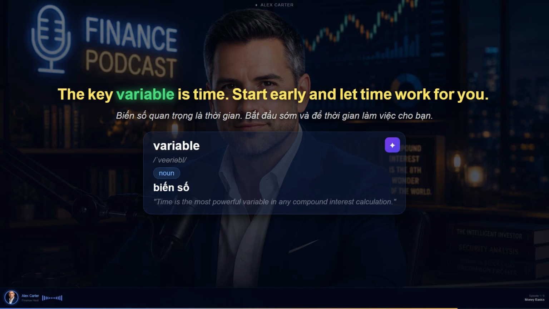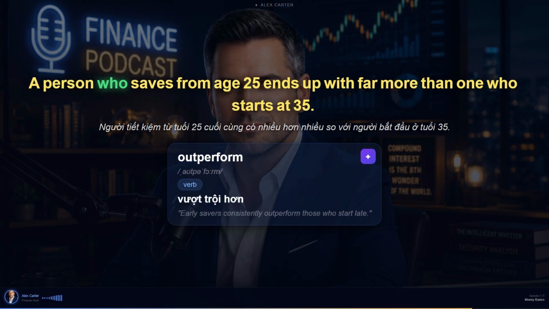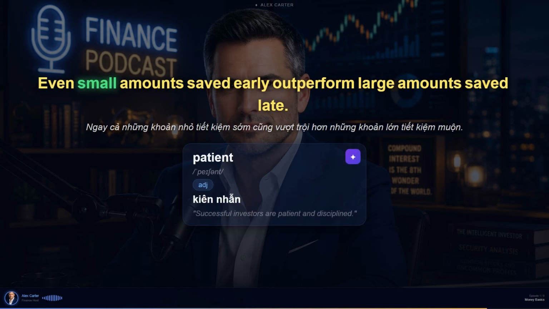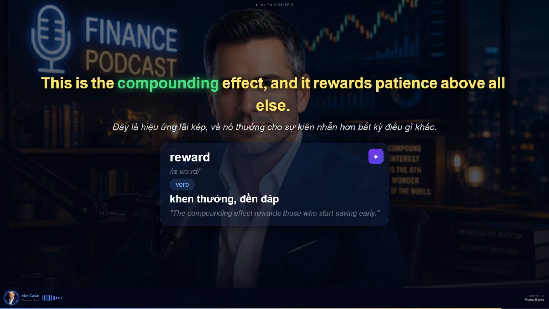The key variable is time. Start early and let time work for you. A person who saves from age 25 ends up with far more than one who starts at 35. Even small amounts saved early outperform large amounts saved late. This is the compounding effect, and it rewards patience above all else.